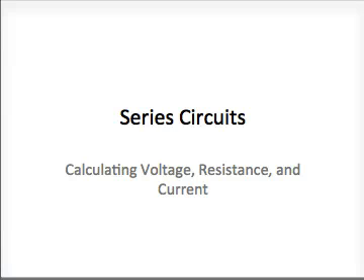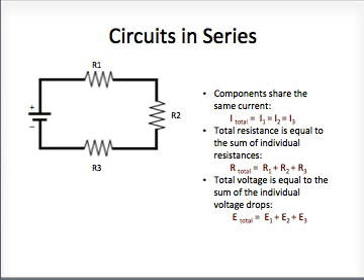Series circuits, calculating voltage, resistance, and current. When circuits are connected in series, the current through each resistor and the total current are equal. The total resistance of the circuit is equal to the sum of the individual resistances, and the total voltage is equal to the sum of the individual voltage drops across each resistor.